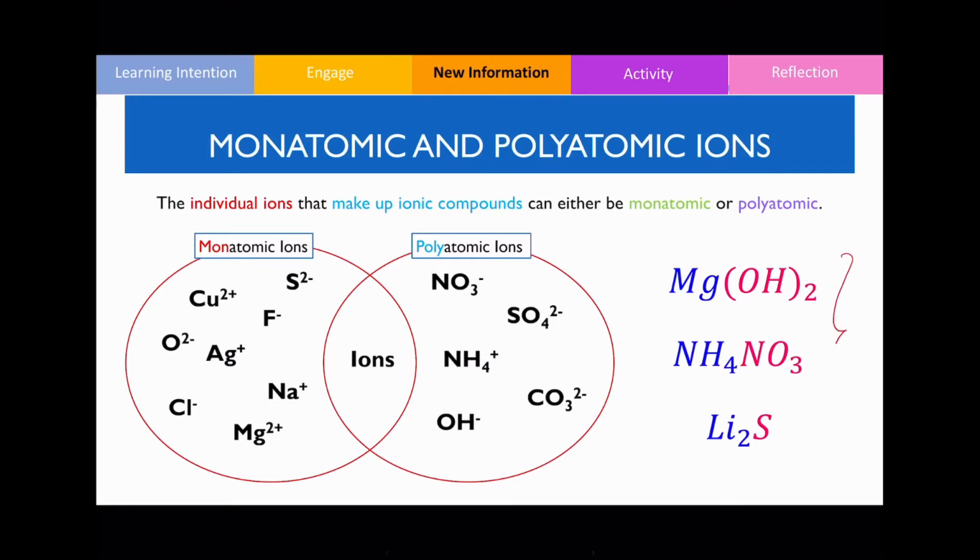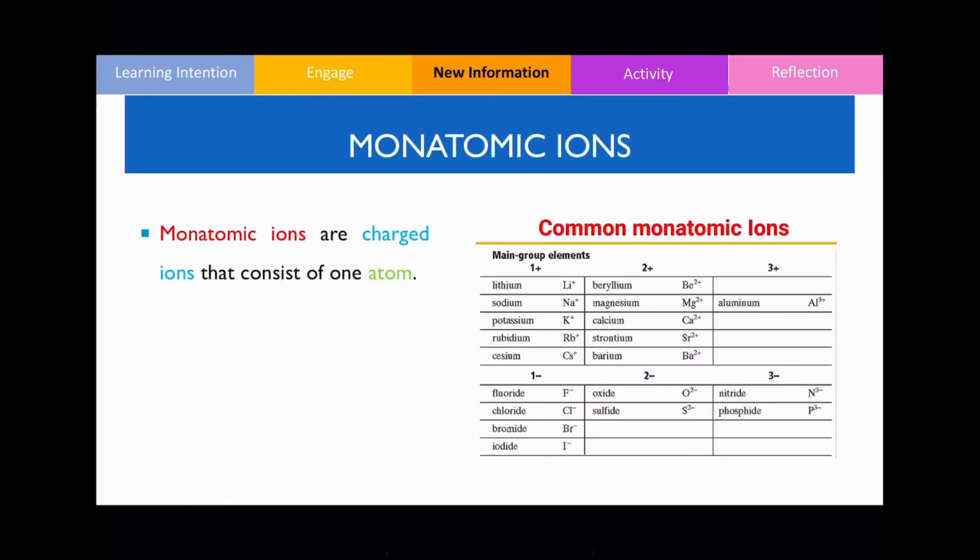And as you can see by these three ionic compounds, this particular one over here contains one monatomic cation and a polyatomic anion. This over here contains a polyatomic cation and a polyatomic anion, and the example below contains one monatomic cation and one monatomic anion, okay? And again, this is just a review. So monatomic ions are charged ions that consist of one atom, and it's important that you don't spell this as monoatomic, it's just spelled as monatomic.